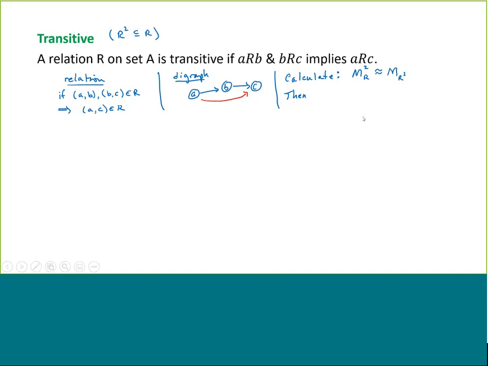Then what we do is check if every position with a 1 in that matrix associated with R2 also has a 1 in the same position in the original matrix. Please note, this is just a way to allow your calculator to help you with the matrix arithmetic to check this thing right here.